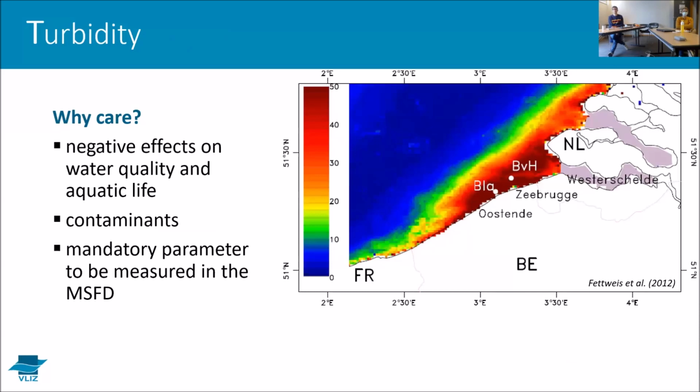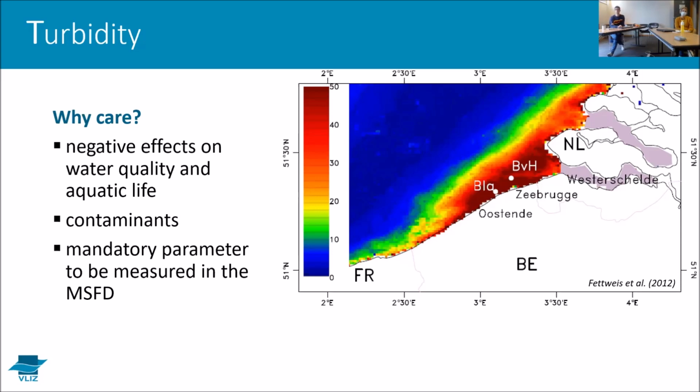Why do we care about turbidity? Well, first of all, you cannot see anything in the water, which is important for divers and ROVs, for example, but also because it has a negative effect on the water quality and basically on aquatic life, because it can contain contaminants. And like I told you before, it's a mandatory parameter which needs to be measured in the Marine Strategy Framework Directive, and they recommend a 3D approach in this turbidity assessment.